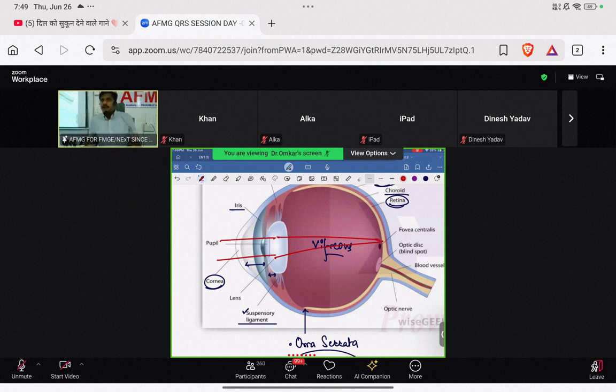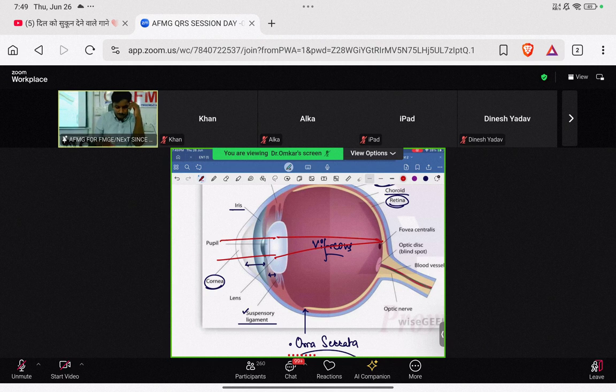Now both the structures should not only be transparent, they should have some refractive power. Now what is refractive power? The ability of the eye beta to deviate the rays or to converge the rays. ठीक है? The ability of the eyeball or the ability of corneal lens to deviate the rays so that they can fall on the retina. That power is known as refractive power.